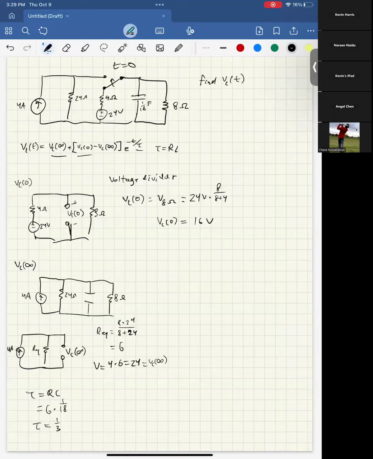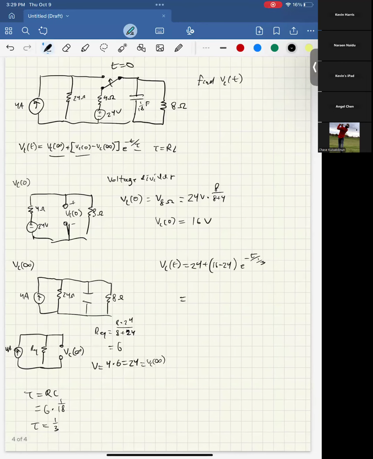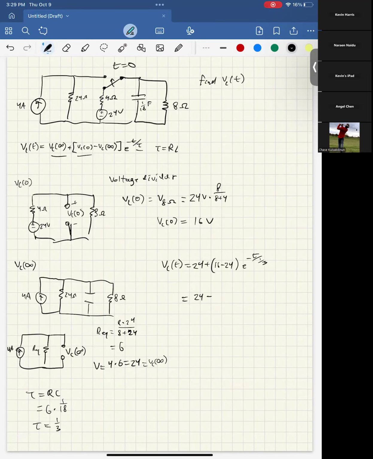Now, if we plug all this into our equation, we get VC of t equals VC of infinity, which is 24, plus 16 minus 24 times e to the negative t over 1/3. If we simplify this a bit, we're going to get 24 minus 8 e to the negative 3t. And that would be in the unit of volts. So this might be something that'll be more on your next quiz. I can do another example problem next week.